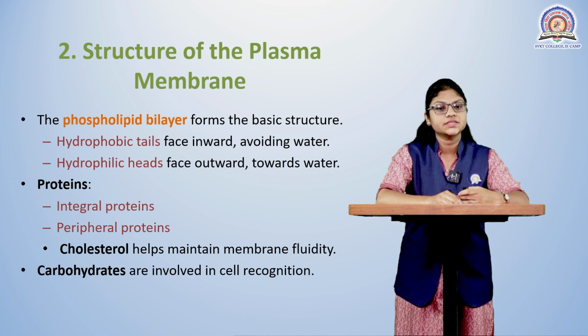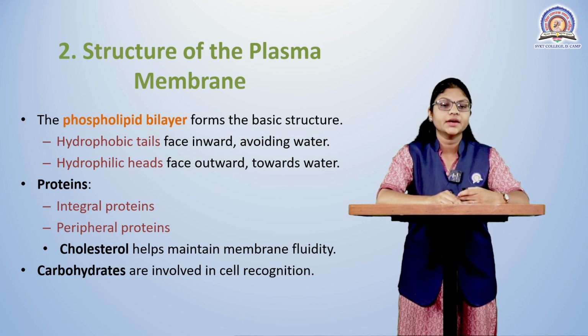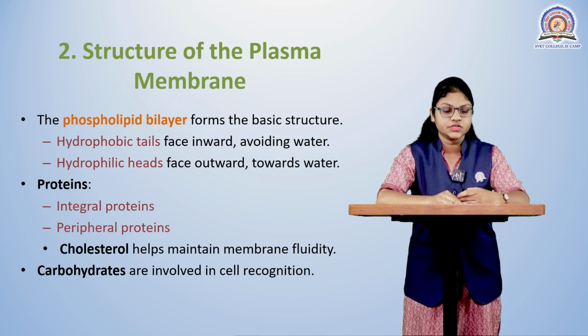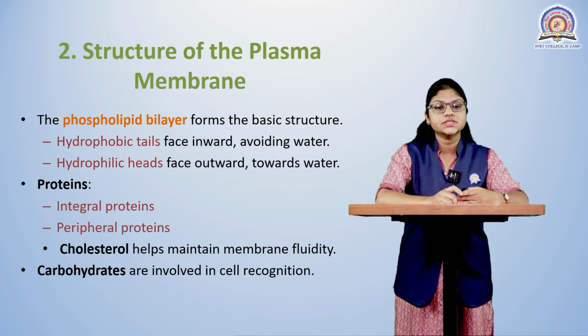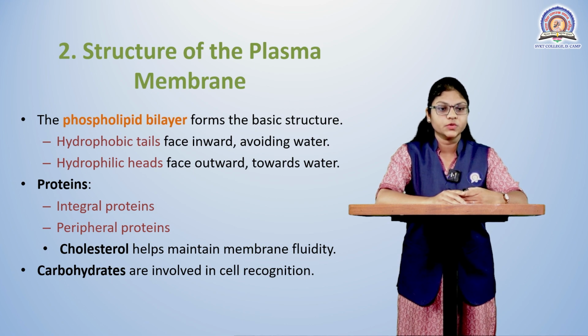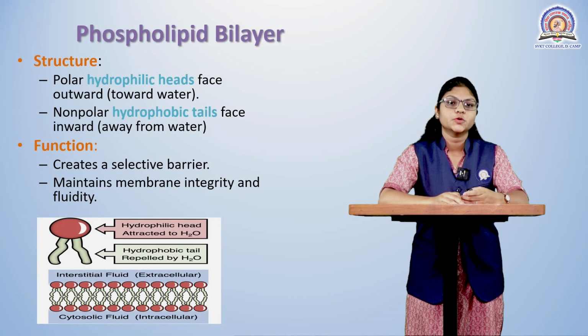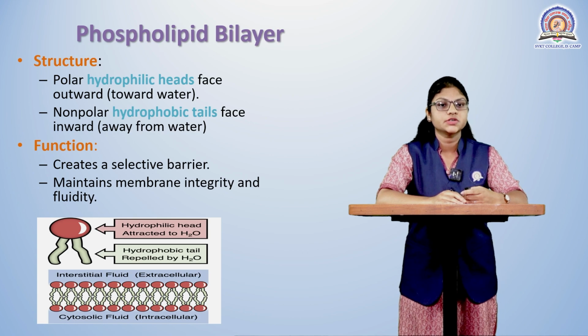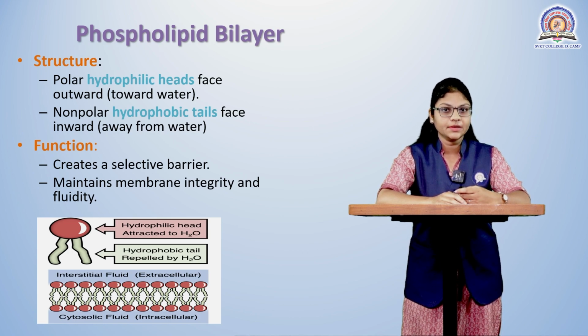After that, next is carbohydrate. Carbohydrates are involved in cell recognition. That means it gives the cell its specific identity so that specific proteins or hormones can enter the specific cell. So, let us discuss the structure and function of the phospholipid bilayer.